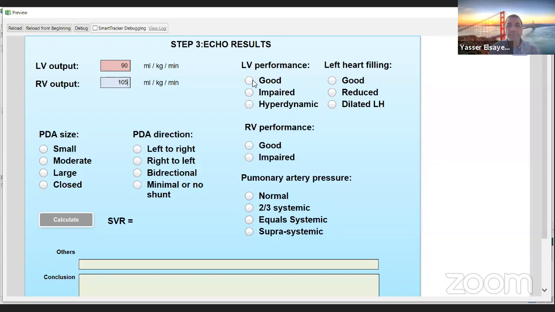We have LV performance that looks good, but significantly reduced left ventricle filling. And to be honest, if you have reduced filling, you should not comment on the performance. RV size was small with minimal flow, and RV performance was good. There is no pulmonary hypertension, it was normal pulmonary artery pressure. And the calculator will calculate the systemic vascular resistance for you.